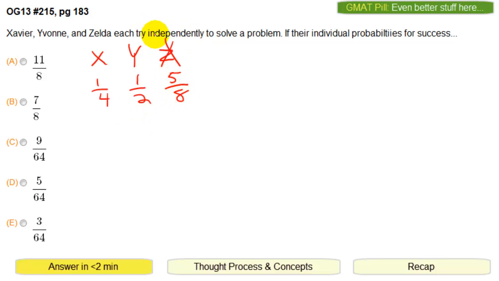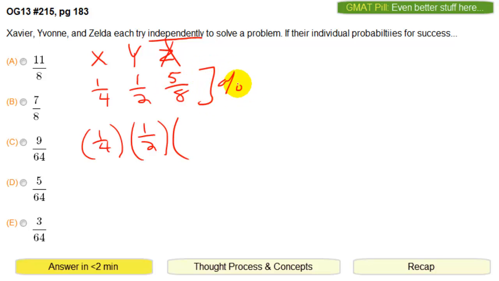Alright, so since these are independent probabilities, you can multiply them. If X gets it right, that's 1/4. So 1/4 times, if Y gets it right, that's 1/2. And then if Z gets it wrong, right, so we don't want Z to get it right. Z's probability of success is 5/8. So if you want Z to fail, that would have to be the opposite of 5/8. So that would have to be 3/8, right?